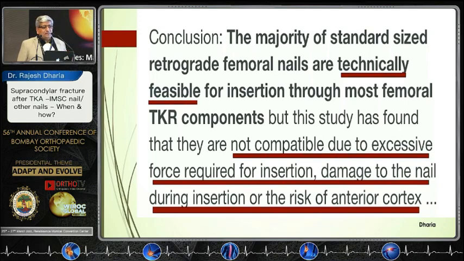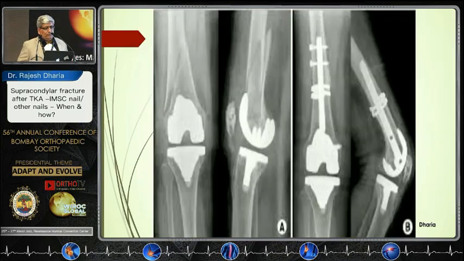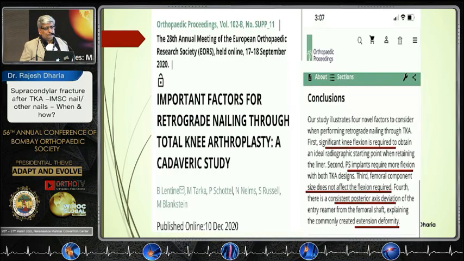The majority of the standard size retrograde nails are technically feasible, but they are not compatible due to the excessive force required for insertion, damage to the nail during insertion, and the risk to the anterior cortex. As you can see here, the tip of the proximal end of the nail is almost abutting the anterior cortex and sometimes can perforate and give rise to a fracture.